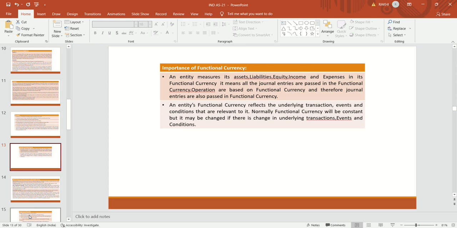Normally functional currency will be constant. It will not change every year, but there may be circumstances in which it may be changed if there is a change in underlying transaction, event and condition. Like if the functional currency is INR, but for any transaction it is required by law to change its functional currency, then the company will change its functional currency.